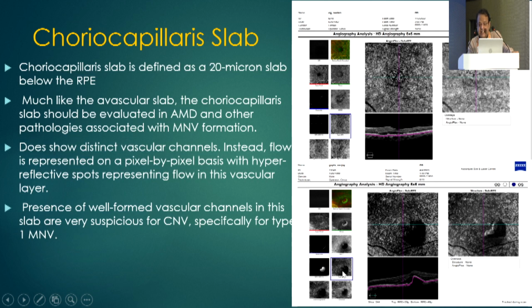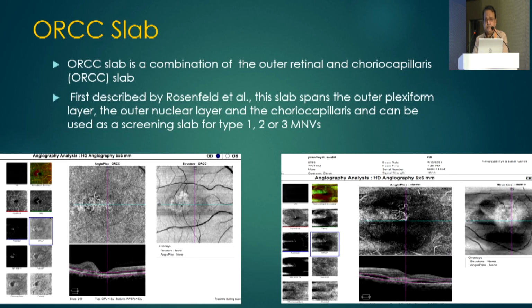sub RPE slab. If you see the sub RPE slab here, you can see it automatically takes care of the motion artifacts. So it automatically follows the line of the pigment epithelial detachment. And if you see here in the sub RPE slab, I can detect a PCV or a polyp here in a pigment epithelial detachment. The ORCC slab is a combination of the outer retinal and choriocapillary slab.